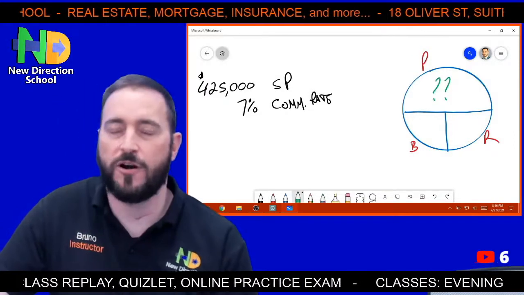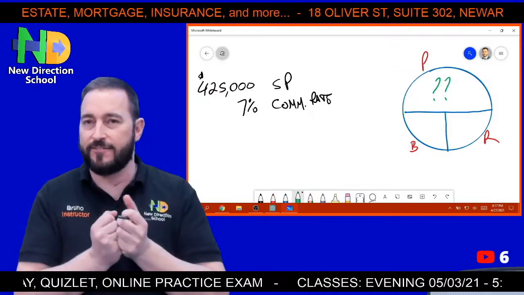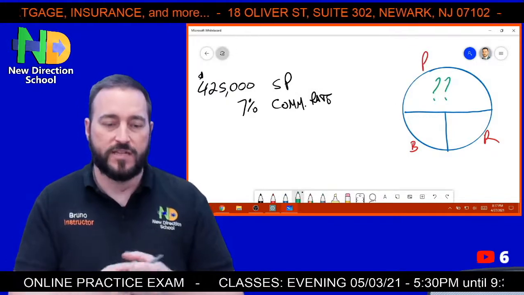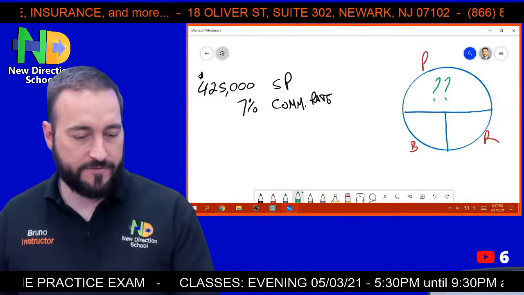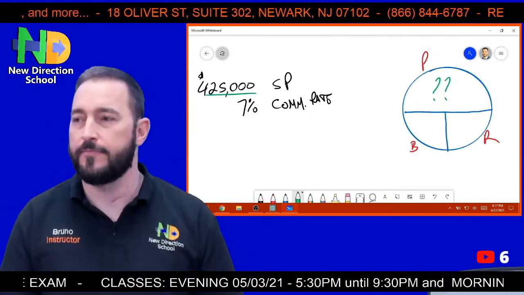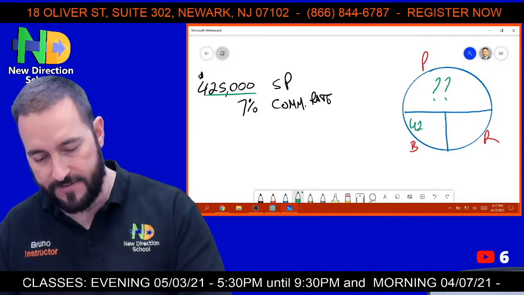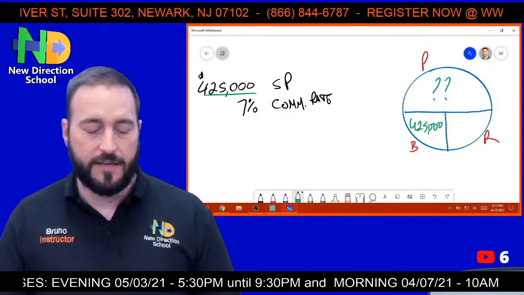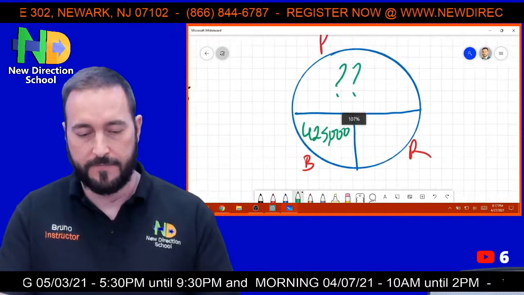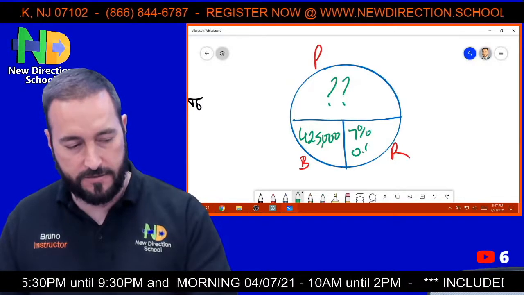Correct. The question mark is in the part or portion, because you're going to take a portion. You're going to take 7% out of it, right? Now, what info do we have? We have 425,000. Where does that go? Is it going to go under B or R? B, correct. So $425,000 right there. And then the commission rate is 7%. There's only one left to fill in. 7% or 0.07.